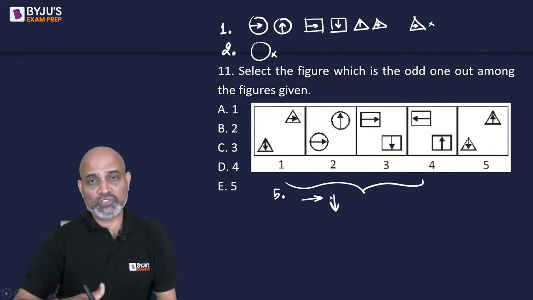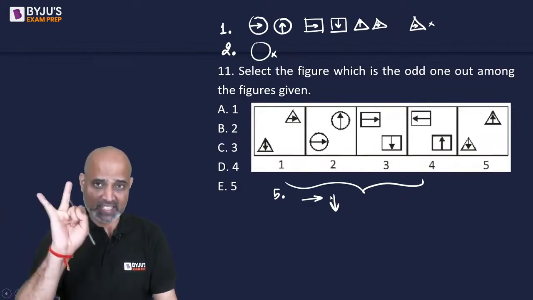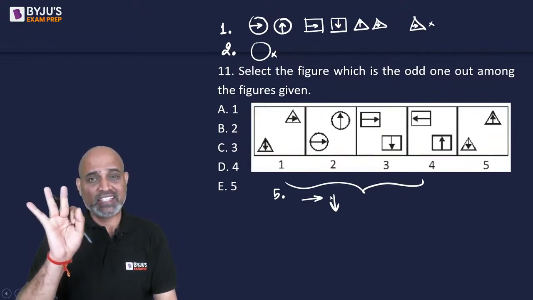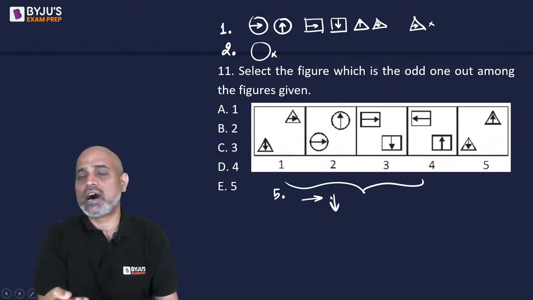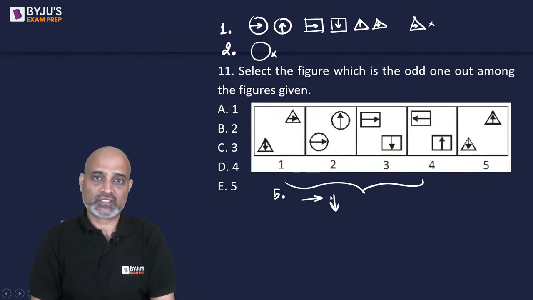So which out of these three logics do you find more concrete? Is it the symmetry? Is it the shapes made up of straight lines? Or is it the arrow pointing? कौन सा ज्यादा strong argument है या फिर strong reasoning है? Relatively. Reasoning तो तीनों सही है.